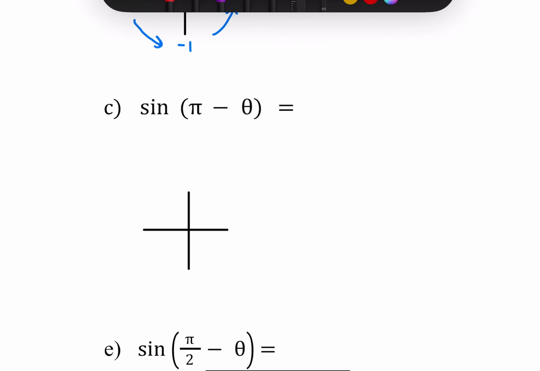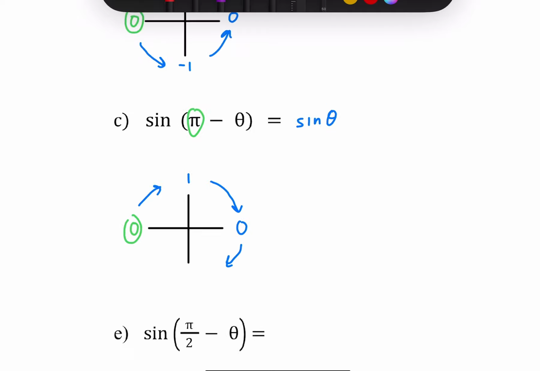This one here, sine, so I'll start at pi, and the sine of pi is 0. And then from there, I'll go in the negative direction, so I will go to 1, and then back down to 0. And that is the exact same pattern as a regular sine function. So that's just sine theta.